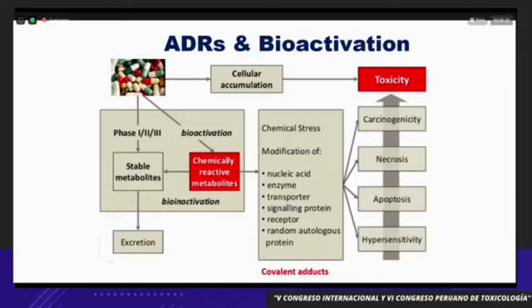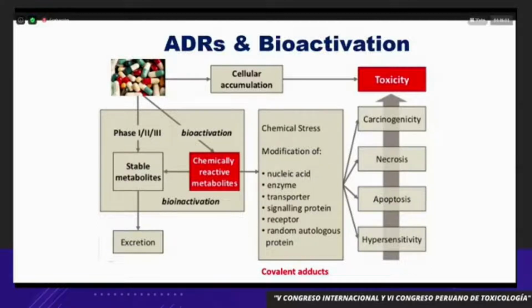One of the mechanisms that is more often involved in the onset of ADRs is the so-called bioactivation. So, as any other xenobiotic, when we take a drug, when the drug arrives to our organism, it undergoes a series of metabolic transformations. The ultimate goal of these metabolic transformations is to increase the water solubility of the drug in order to facilitate its excretion.